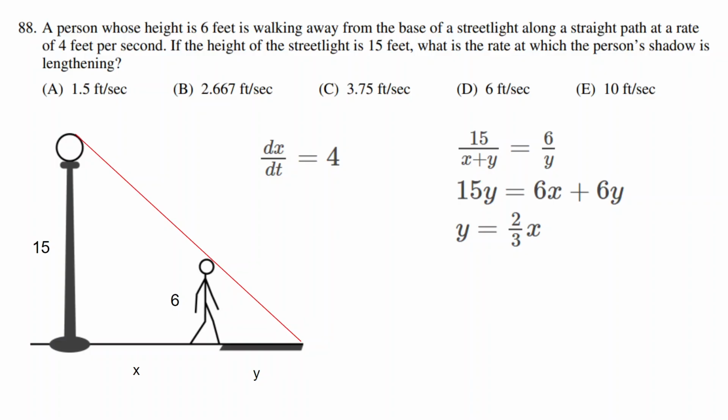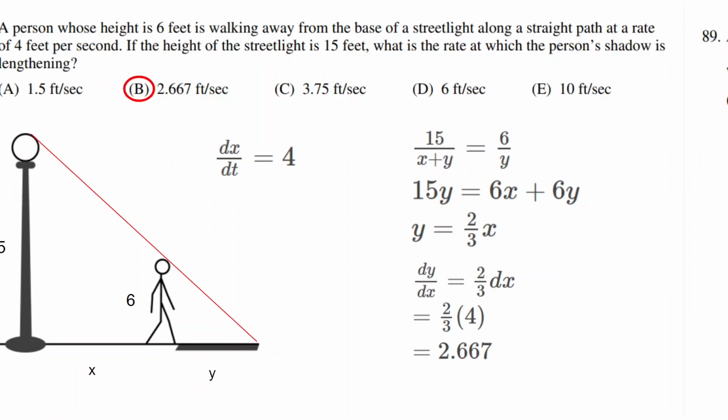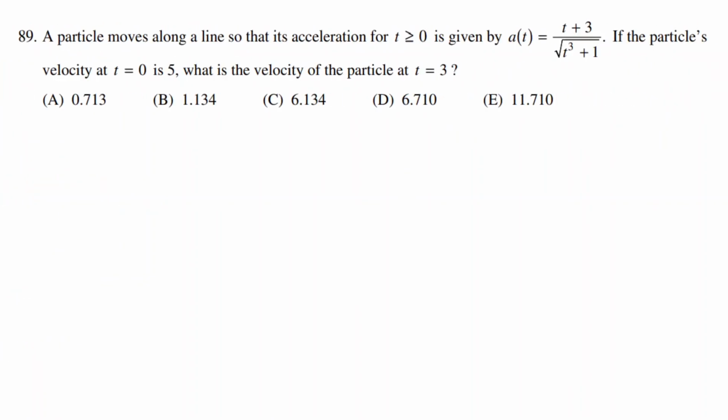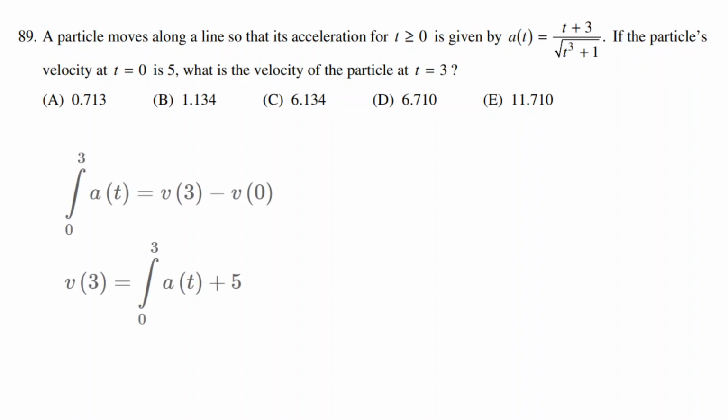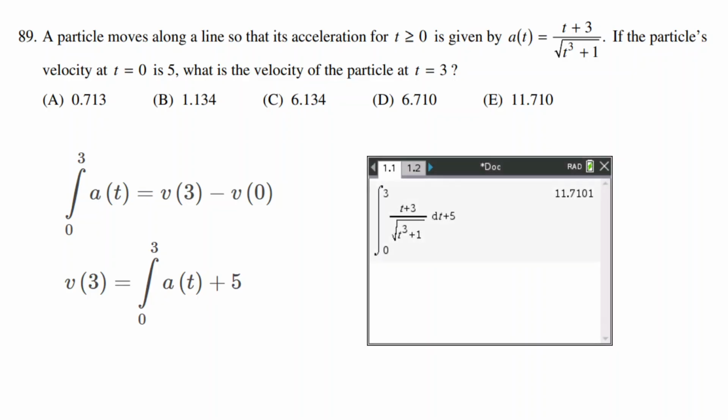We can derive this and get 2/3 times dx and get 8 over 3. This is the same as b. In 89, we can use FTC to form an integral from 0 to 3 of a and set it equal to v of 3 minus v of 0. We can use our calculator to solve this and get our answer, E.